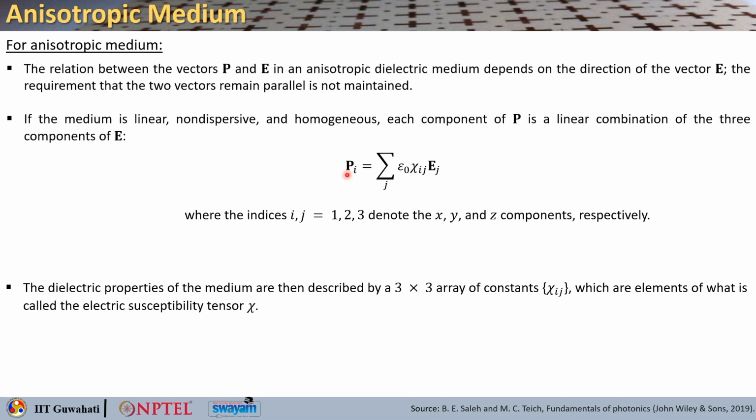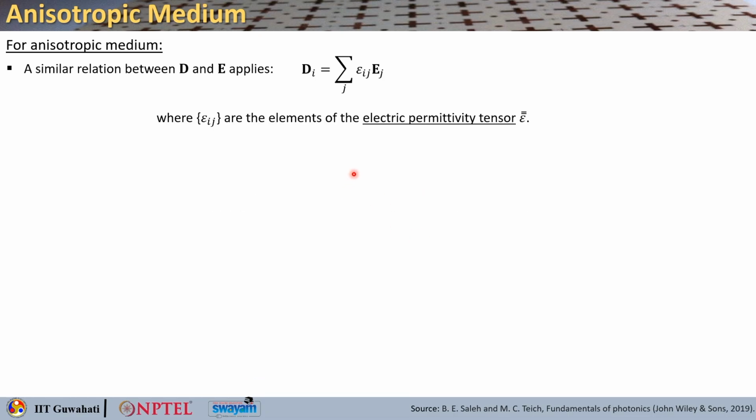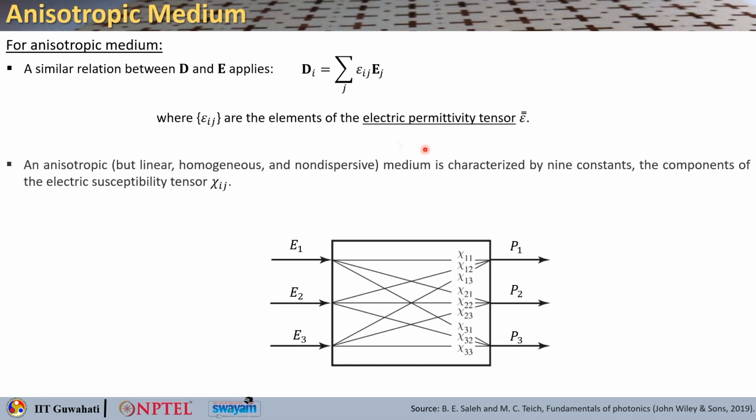So once you understand how this works, you can apply the same relation for D and E as well in the case of an anisotropic medium. So D_i becomes sigma over j of epsilon_ij E_j. That means j is running from 1 to 3, i is also running from 1 to 3, okay. So your epsilon_ij is basically giving you the elements of the electric permittivity tensor, right.